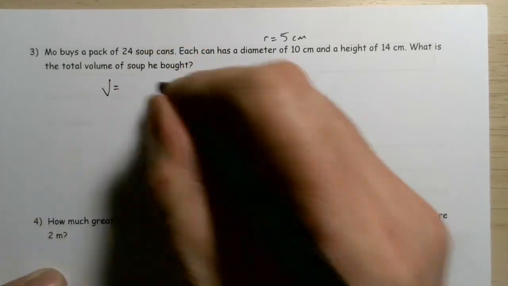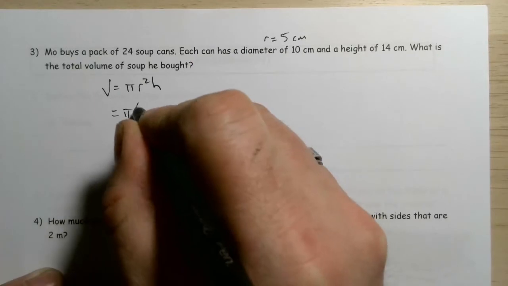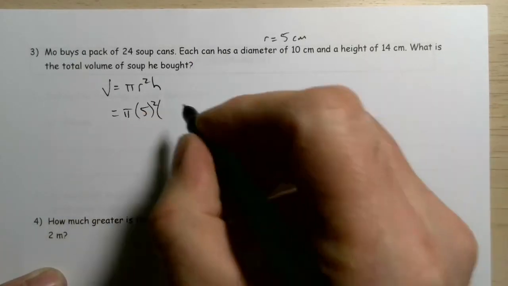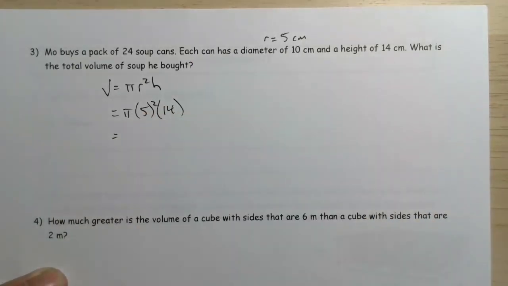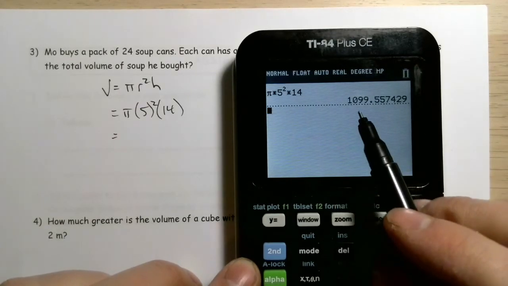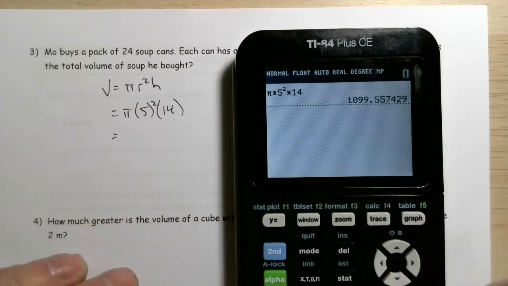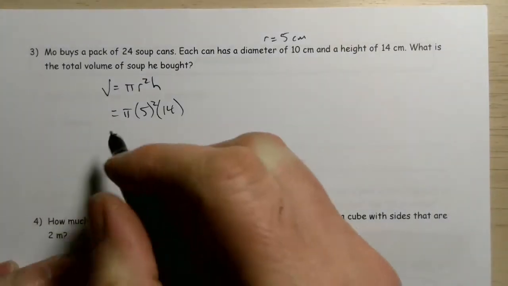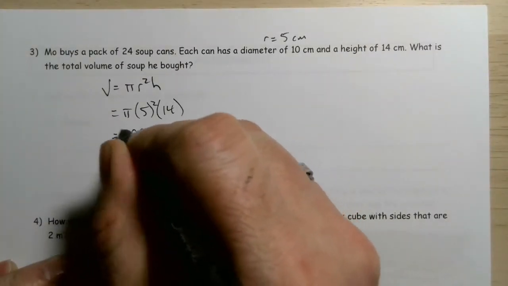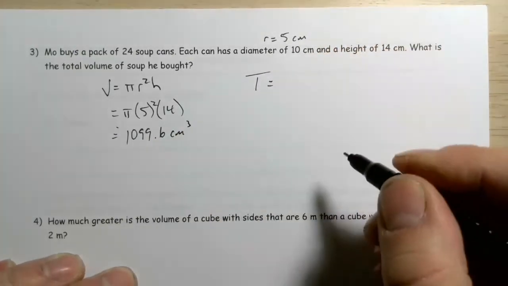Okay, well, the volume of each can is going to be pi r squared times height. So it's going to be pi times 5 squared times 14. Okay, so I'll go to my calculator. Pi times 5 squared times 14. I'm going to get, to the nearest tenth here, 1099.6 centimeters cubed. But I'm going to leave that number on my calculator here, and the reason I'm going to do that is because we're not quite done.